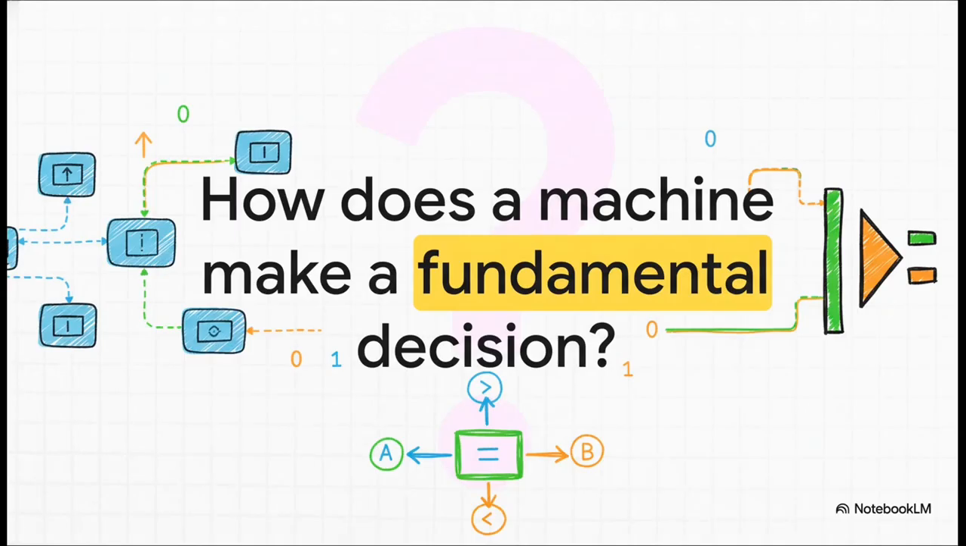Seriously, think about it for a second. At their core, computers are just this massive collection of switches that are either on or off, a 1 or a 0. So how do they get from that simple on-off state to doing something that feels like thinking, like making a choice? That's the exact question we are going to dig into right now.